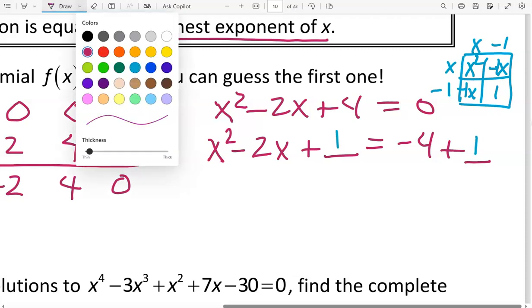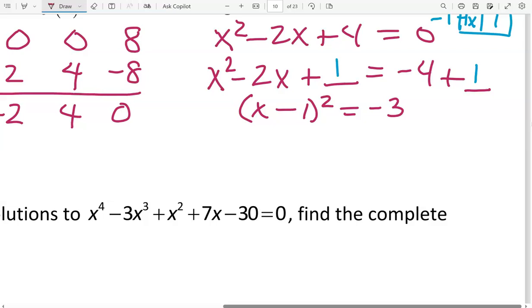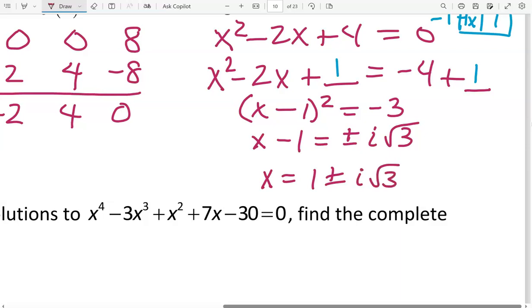So this trinomial turns into x minus 1 squared, and negative 4 plus 1 is negative 3. If a square is equal to a negative number, that means that the expression being squared is an imaginary number. Simplifying the square root of negative 3, we get i times the square root of 3. And then adding 1, we get 1 plus or minus i times the square root of 3.